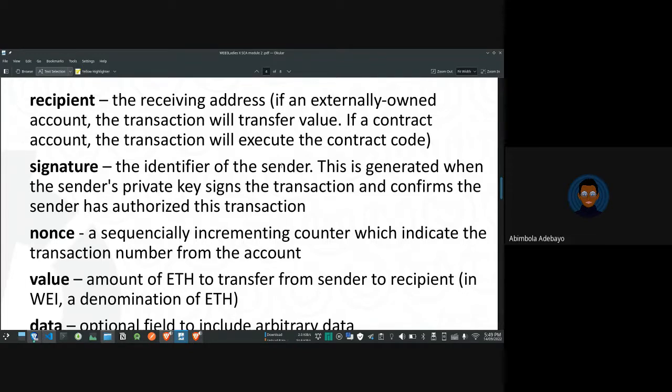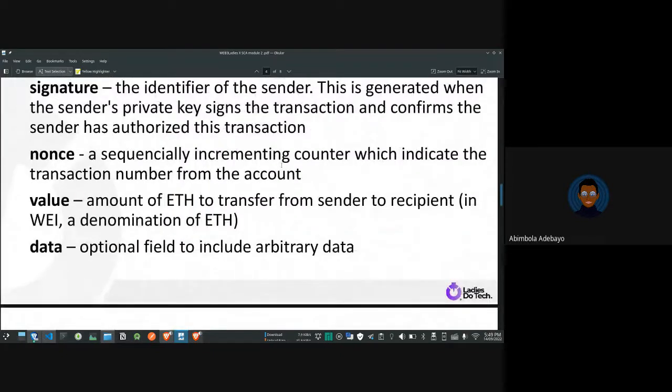The next thing attached to a transaction is the amount value. This value is the amount of ETH to transfer from sender to recipient, in the denomination of ETH. So it varies on the blockchain. If it is Solana, the value will be in SOL. If it is Polygon, the value will be in Matic.